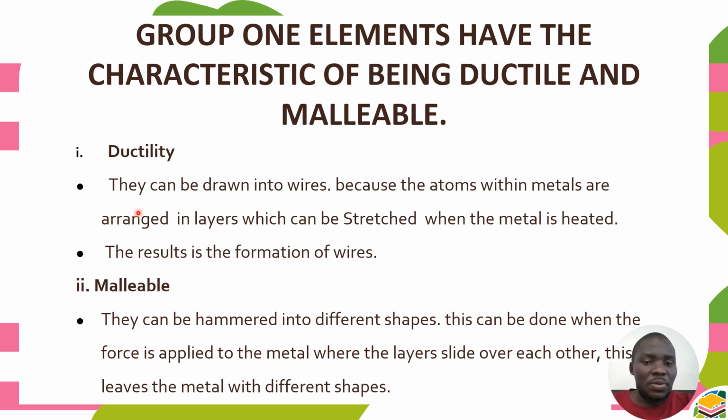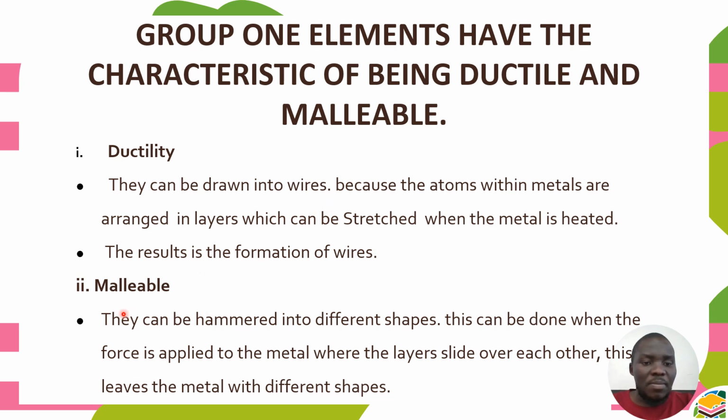How is that possible? Because their atoms within the metal structure are arranged in layers. For example, if you were to draw the structure of a solid, you find that solids have particles which are arranged in layers. The same applies to the ductility of metals. Their atoms are arranged in layers, usually in fixed positions, and those layers can be stretched. If you stretch the layers, you can form a long wire. That's why we're saying they can be drawn into wire. Ductility simply means they can be drawn into wire.